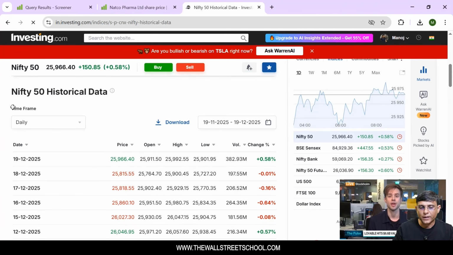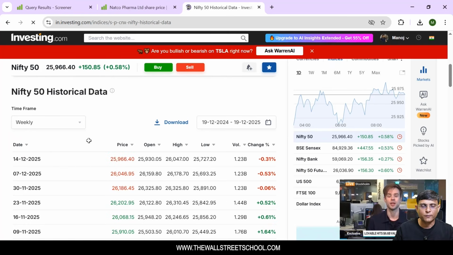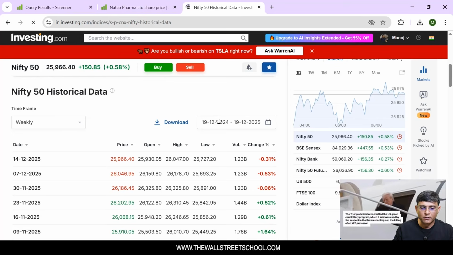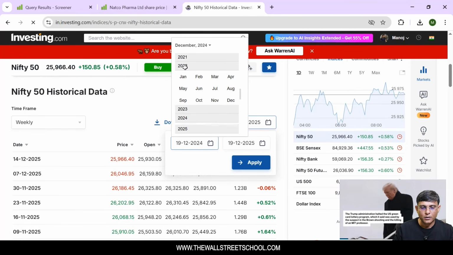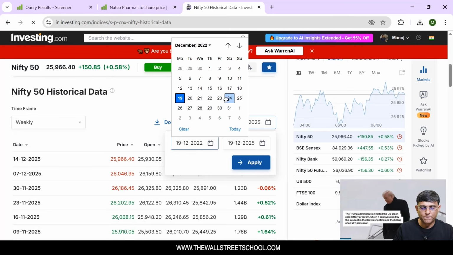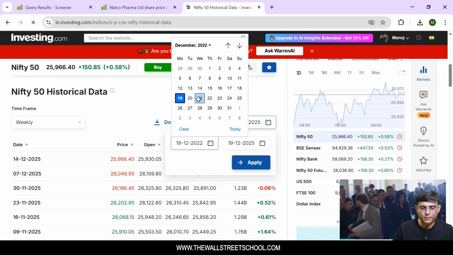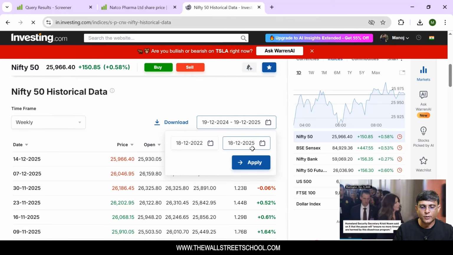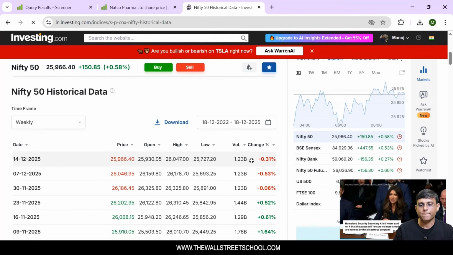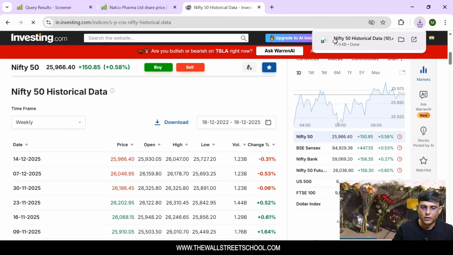Now I can change my time frame here. Instead of daily, I want weekly change, so just click on weekly. Here I need to change my date range, starting from, say, 18 December 22 and ending on 18 December 25, and click OK. The moment you click OK, you will get the last 3 years of weekly change of the index, and just click on download and you will get this data.